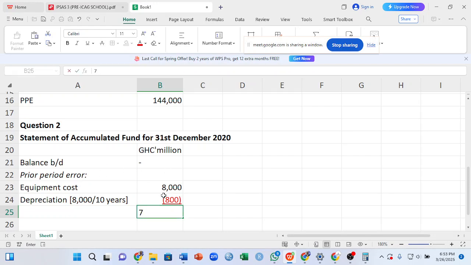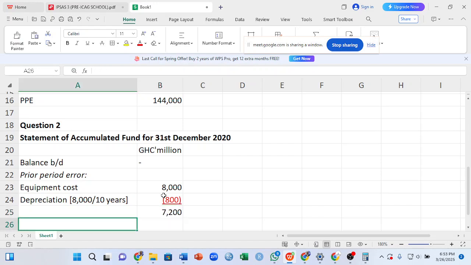That will be 7,200. Ordinarily, when you get the effect, you add the effect to the opening balance, and we get what we call the restated balance. In this question, we're not given the opening balance, so there's no need for me to worry about that. We are doing an extract, so it's not the totality of the statement. So we'll have added the 7,200 to the opening balance to give us what we call the restated balance.